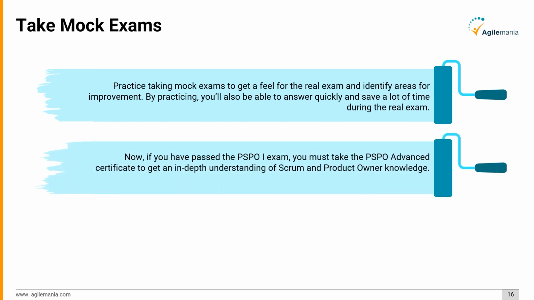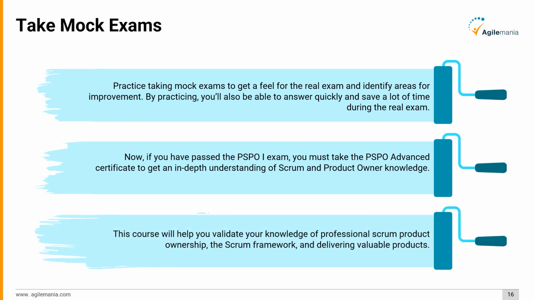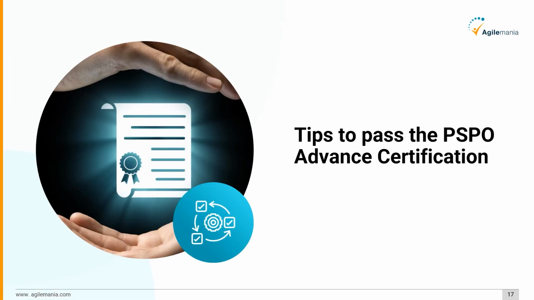Now, if you have passed the PSPO I exam, you must take the PSPO Advanced certificate to get an in-depth understanding of Scrum and product owner knowledge. This course will help you validate your knowledge of professional Scrum product ownership, the Scrum framework, and delivering valuable products. Here are some actionable tips to pass the PSPO Advanced certification.